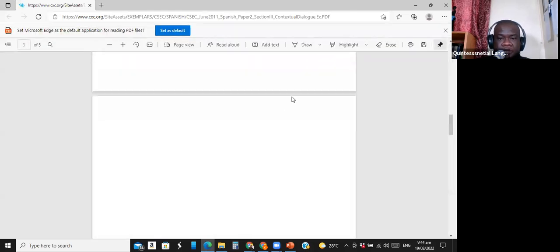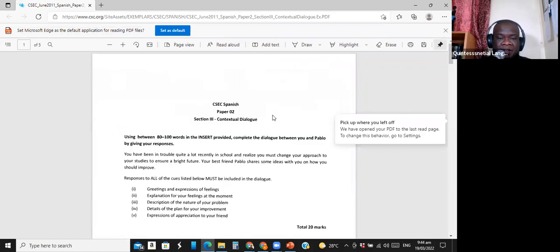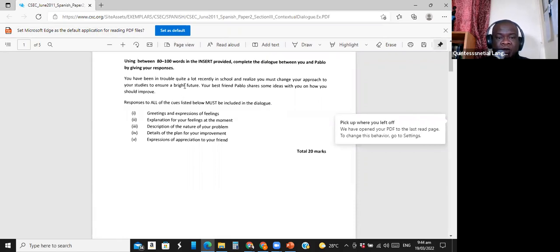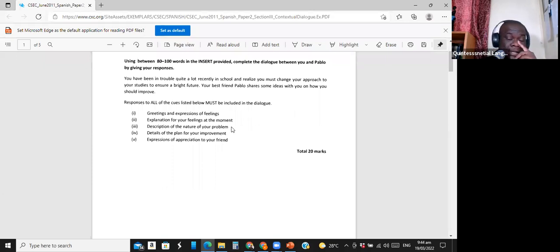Page is loading. And we have an example of a contextual dialogue here. Once again, as you saw, between 80 to 100 words. You have been in trouble quite a lot recently in school and you realize you must change your approach to your studies to ensure a bright future. Your best friend Pablo shares some ideas with you on how you should improve. Responses to all the cues must be included. Greetings and expressions of feelings, explanation of feelings at the moment, description of the nature of the problem, details of your plan for improvement, expressions of appreciation to your friend.